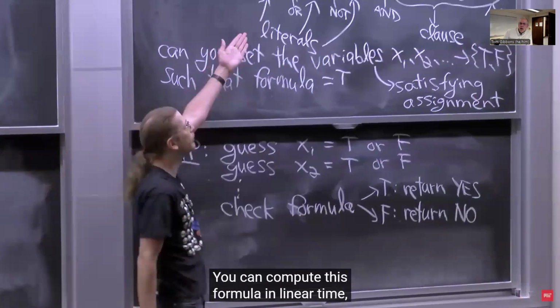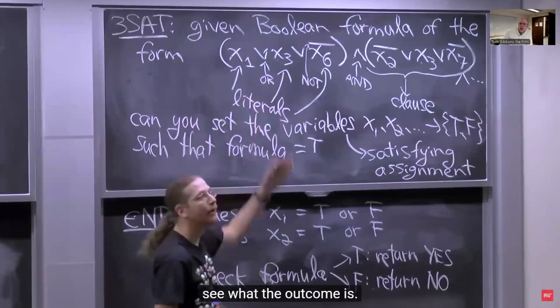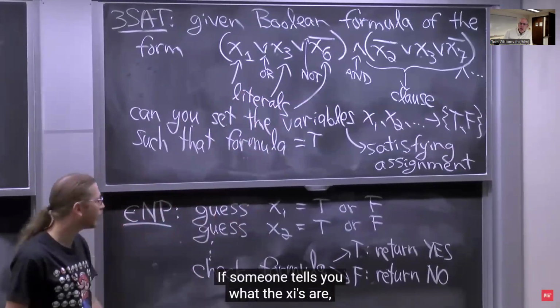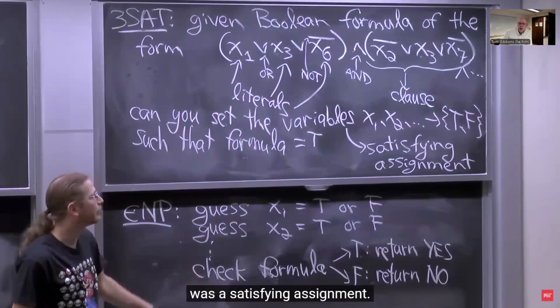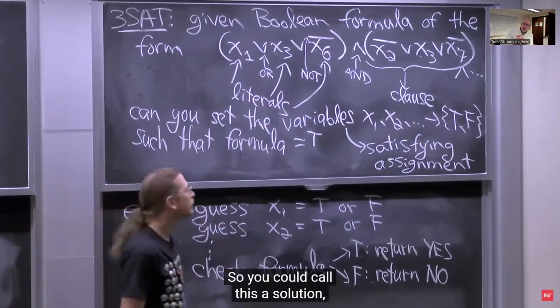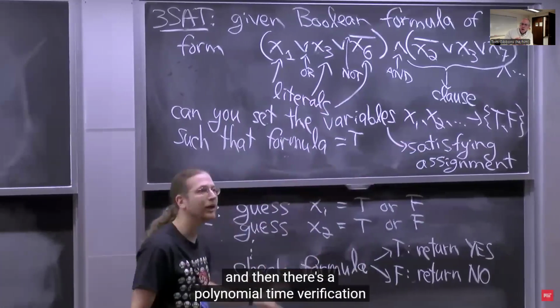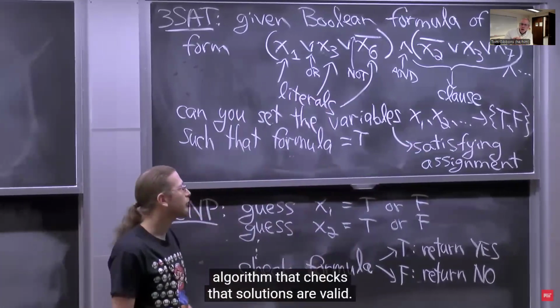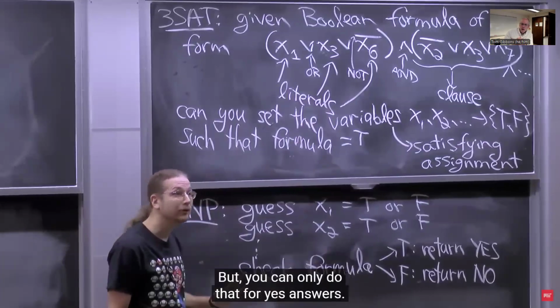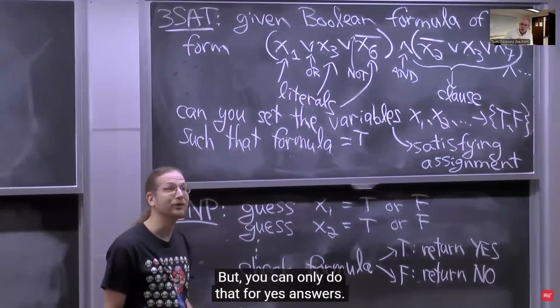You can compute this formula in linear time and see what the outcome is. If someone tells you what the xi's are, you can very quickly see whether that was a satisfying assignment. So you could call this a solution, and then there's a polynomial time verification algorithm that checks that the solution is valid. But you can only do that for yes answers.